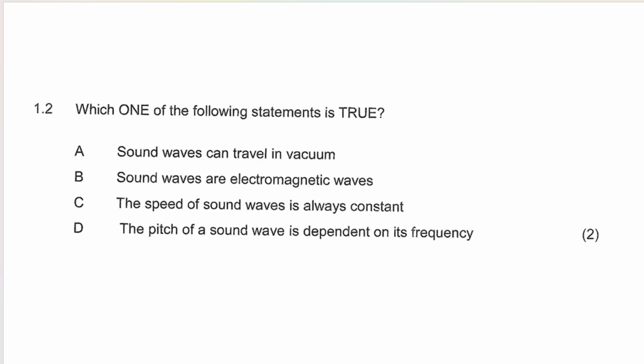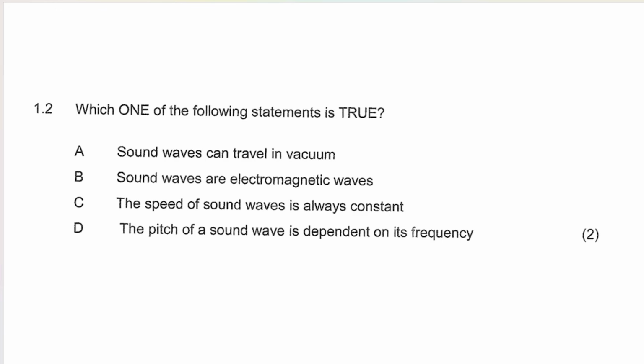1.2 says, which one of the following statements is true? A: Sound waves can travel in a vacuum. B: Sound waves are electromagnetic waves. C: The speed of sound waves is always constant. D: The pitch of a sound wave is dependent on its frequency. So they want to know which one of these is true.